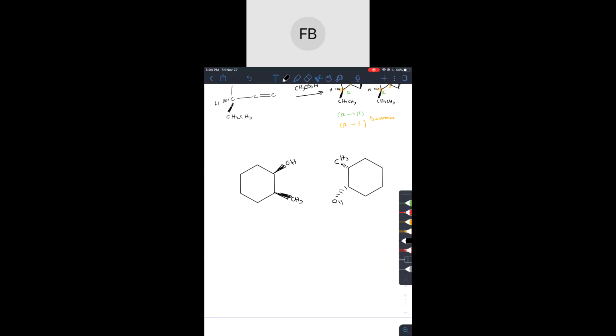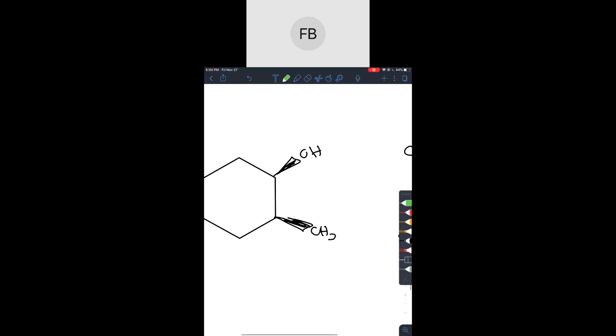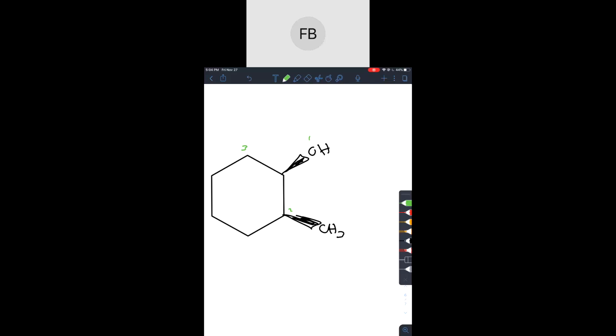Okay, so the only thing we have to do here, looking at this whole thing, obviously it's not constitutional isomers. The connectivity is the same. So let's just start by doing our R's and S's. For this one, this is 1, this is 2, this is 3. That's going clockwise, backwards hydrogen, so that's R. The bottom chiral carbon, I think this would be 1, this would be 2, this would be 3. So that's going counterclockwise, backwards hydrogen, that's S, right?